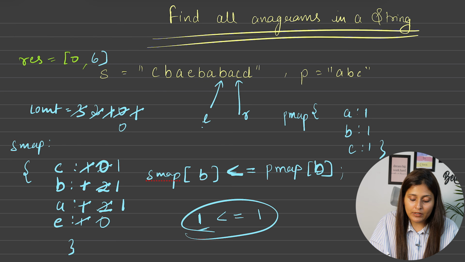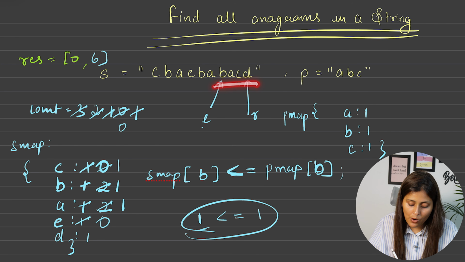Now what we'll do? We will increment the right pointer. Now we'll move ahead this right pointer. We will add the D here, but D was not required. Okay. Again, what we'll do? This length is greater, count is still 0.